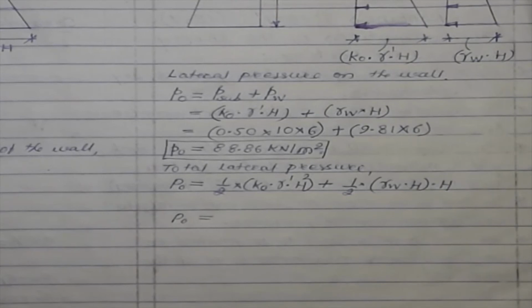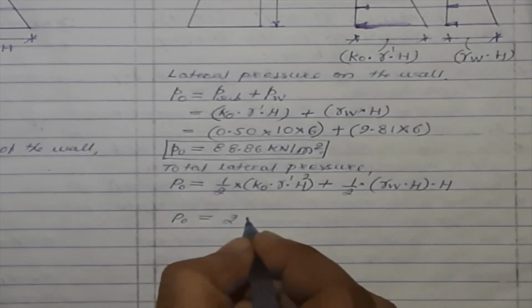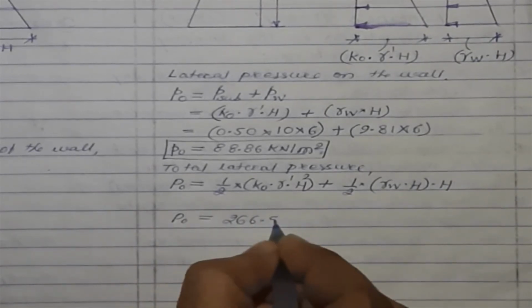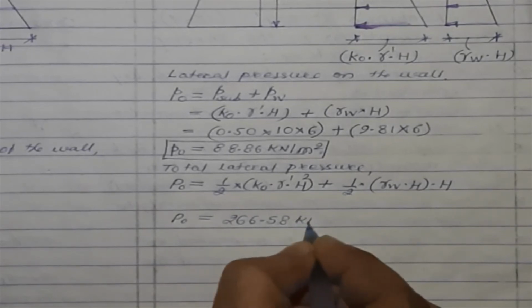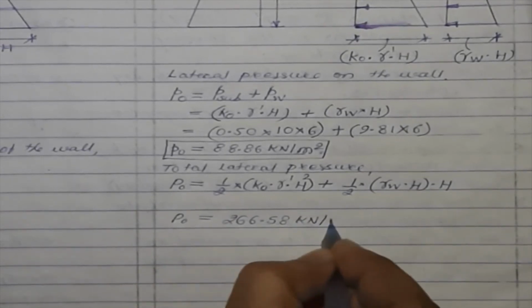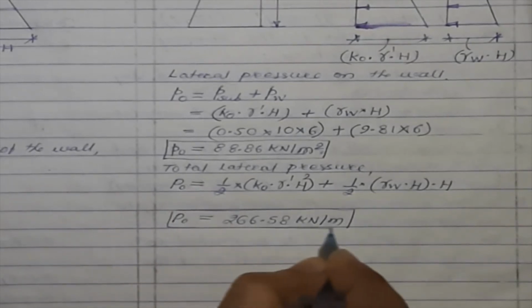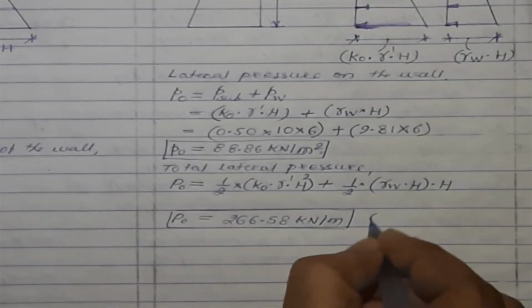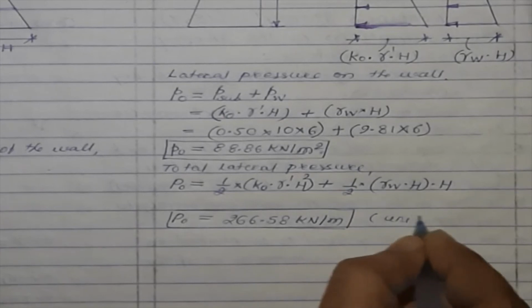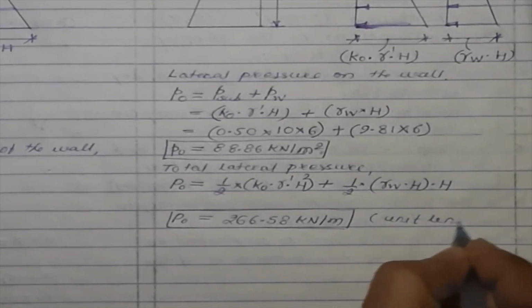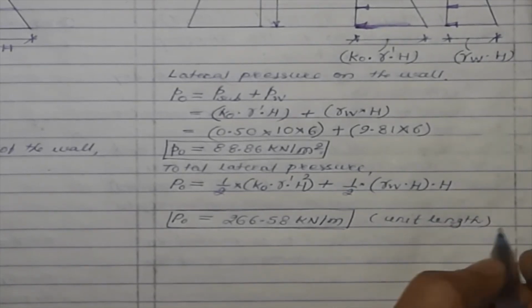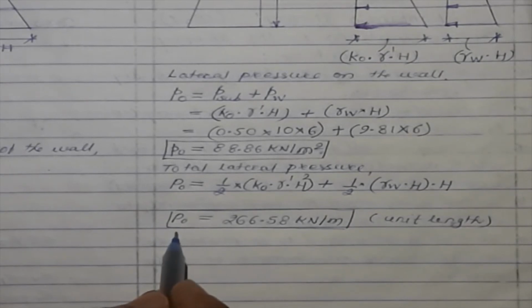It comes out to be 266.58 kilonewton per meter. Per meter because it is per unit length. So this is the total thrust acting when the soil is submerged.